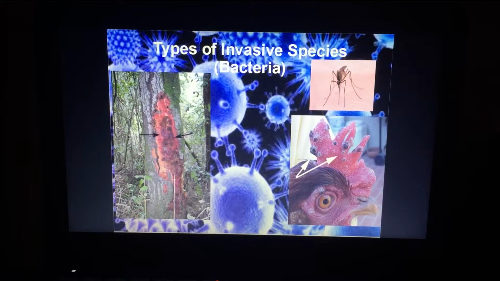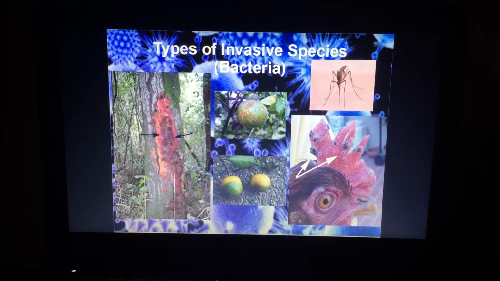There's about 20 plant invasive pathogens, such as sudden oak death and citrus greening, which the USDA just recently discovered is native to Asia and was first discovered in 2005 in Florida. It is currently on the Florida invasive species list.